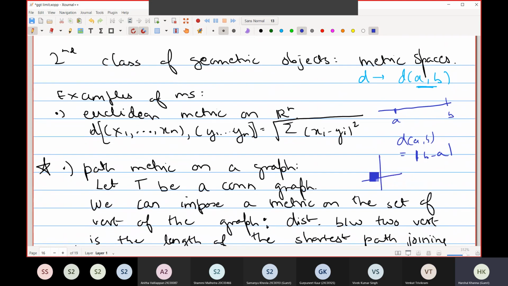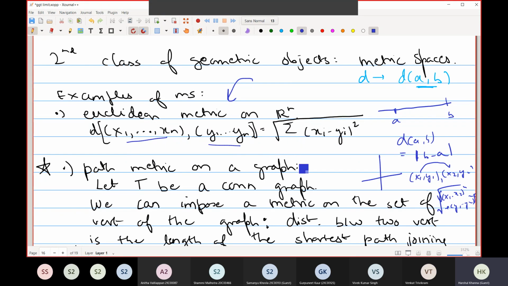What about R2? The distance between (x1, y1) and (x2, y2) by a coordinate formula must be the square root of (x1 minus x2) whole square plus (y1 minus y2) whole square. Right? This is the whole under root. So we get these examples of metric spaces. This is the Euclidean metric on Rn. So the distance between (x1, ..., xn) and (y1, ..., yn) is the sum of (xi minus yi) whole squared, and you take the under root.